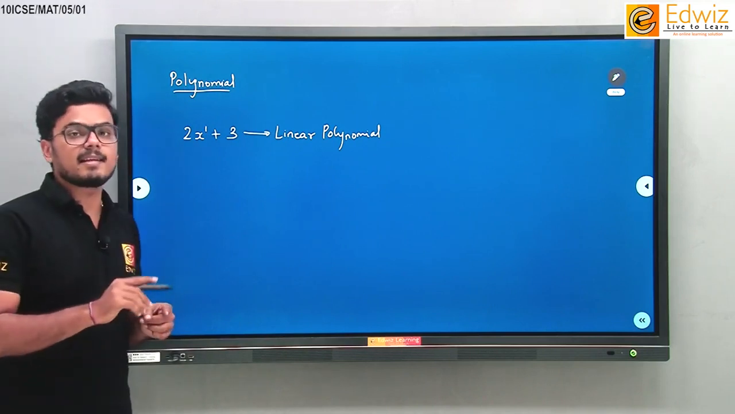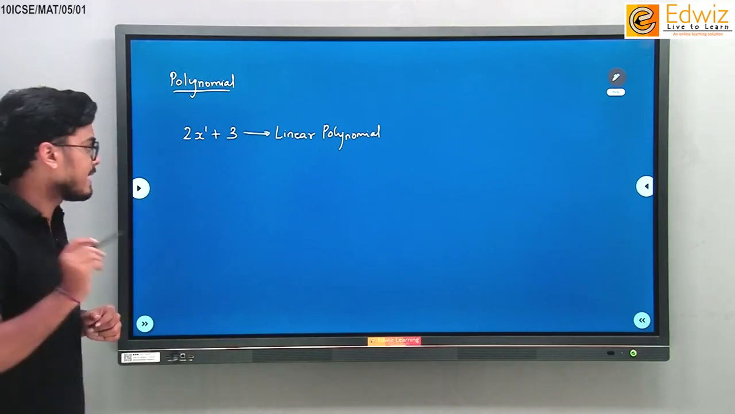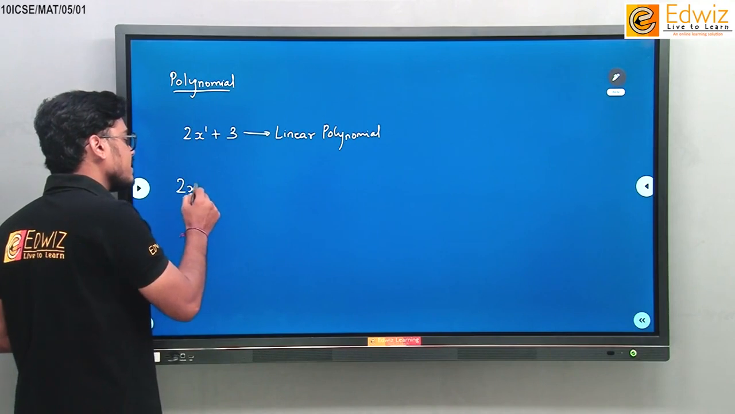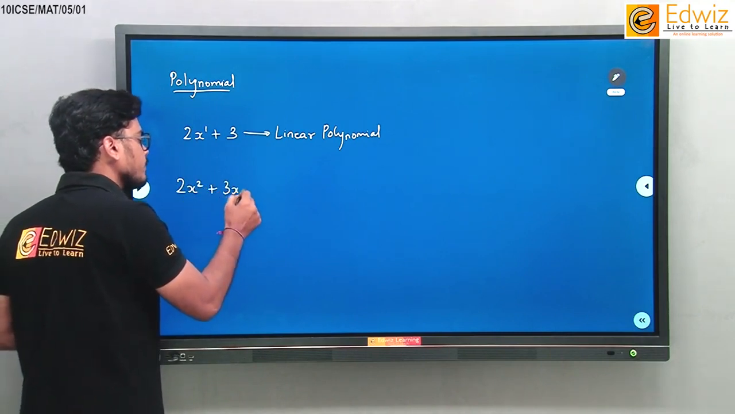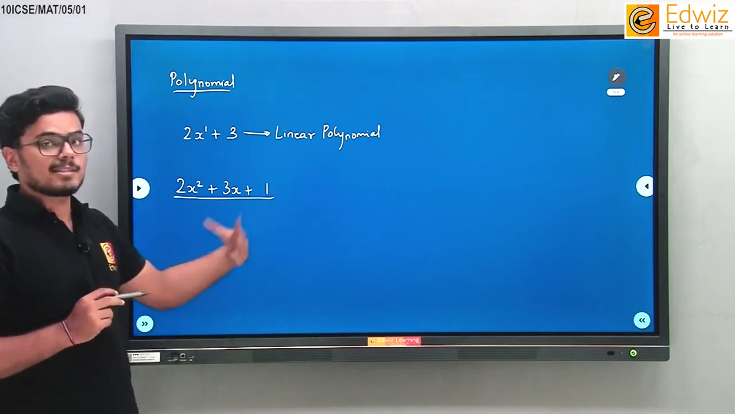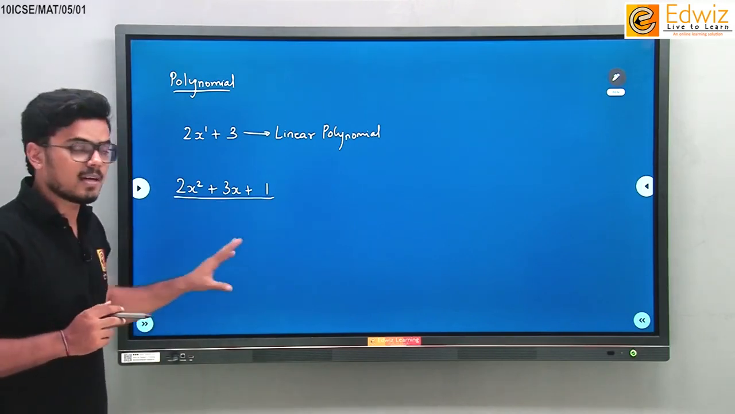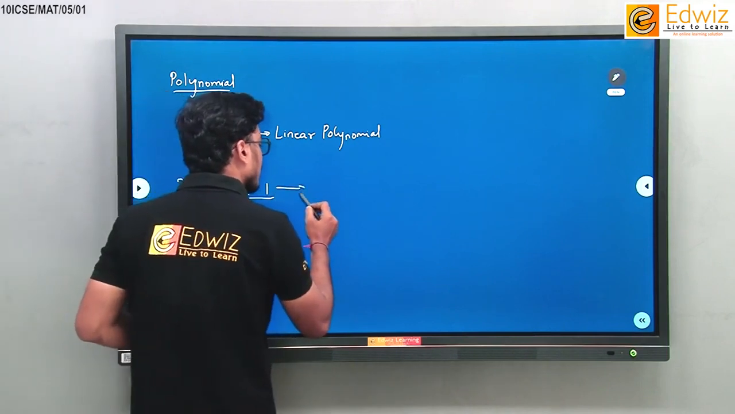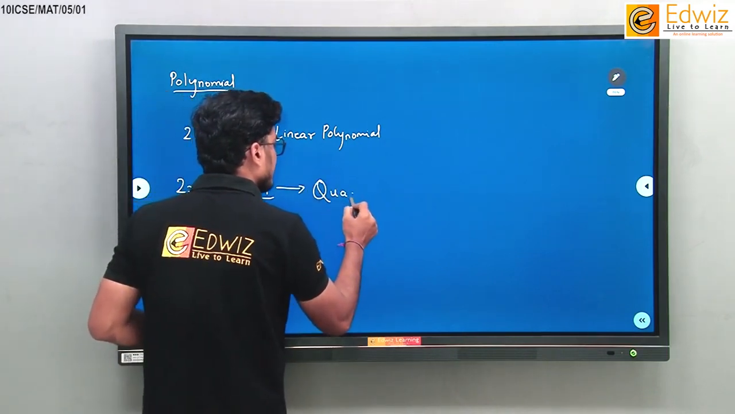But when the degree of the polynomial is 2, you can see there are 3 terms, right? But the highest power of the variable is 2. That's why this type of polynomial is called a quadratic polynomial.